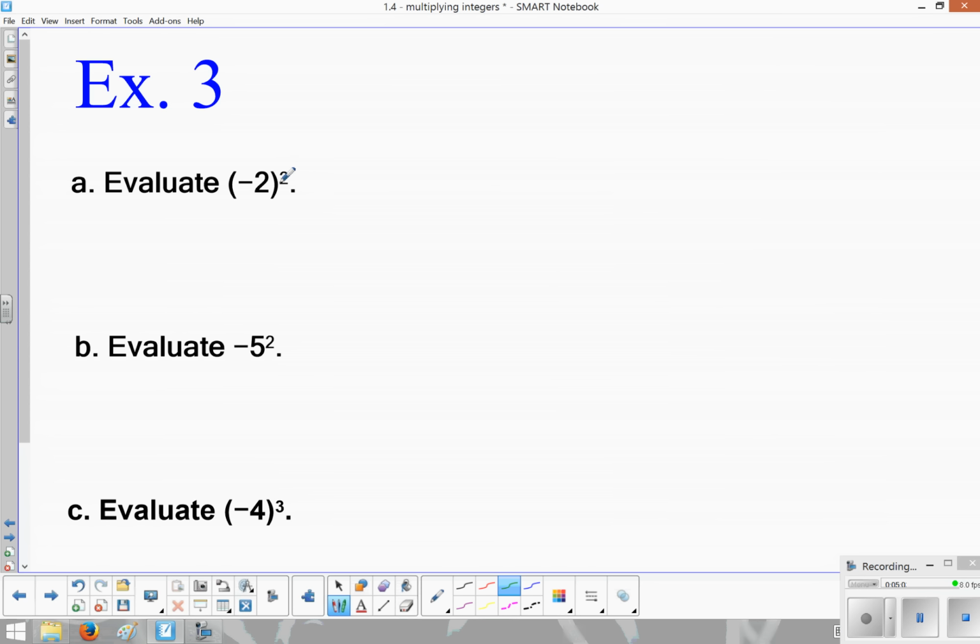And since it's the second power, we're going to write it as -2 times, with the parentheses, -2. So now I'm going to use my rules that we studied in this lesson. A negative times a negative, same, will be a positive. So the answer is going to be positive 4, because 2 times 2 is 4.